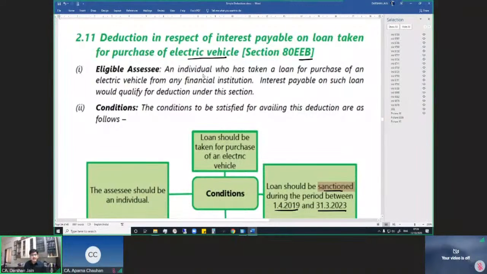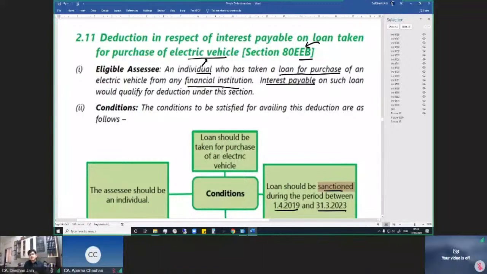So if an individual purchases an electric vehicle and he takes a loan for purchase of such electric vehicle from any financial institution, now these are prescribed financial institutions, we will go to it. Interest payable on such loan would qualify for deduction under this section, the entire amount of interest. So you take a loan to buy an electric vehicle and the entire amount of interest you could claim under section 80EEB.